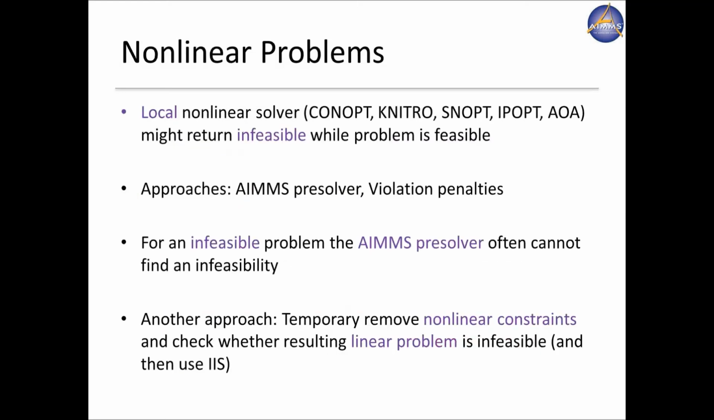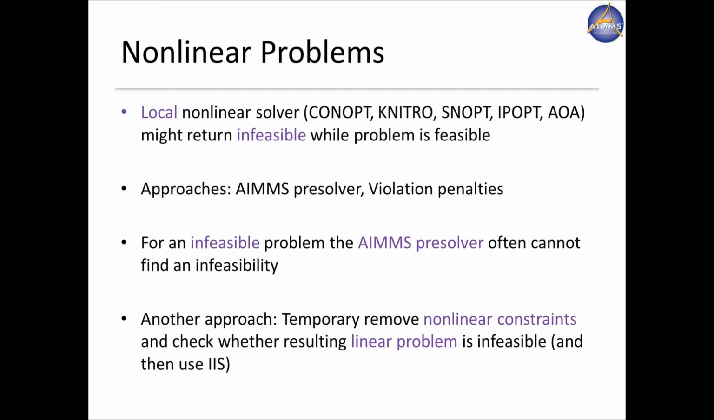So for nonlinear problems, AIMMS offers fewer tools. For instance, the IIS cannot be used for nonlinear problems, at least not directly. You have to notice that AIMMS offers a lot of local nonlinear solvers like CONOPT, KNITRO, SNOPT, IPOPT, or AOA, and they are local, meaning that they will only find a local optimum.